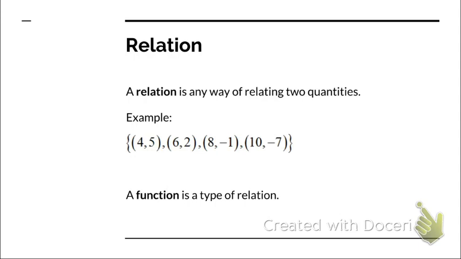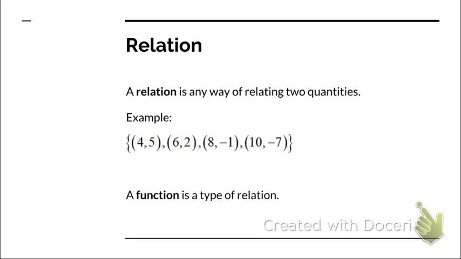So you relate the set of x values, 4 with 5, 6 goes with 2, 8 goes with -1, 10 goes with -7. You don't need an equation for a relation. It could be like a person's name and their age. So like Bob, 10, Adam, 28.